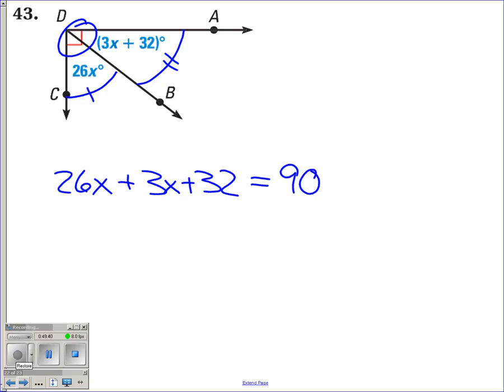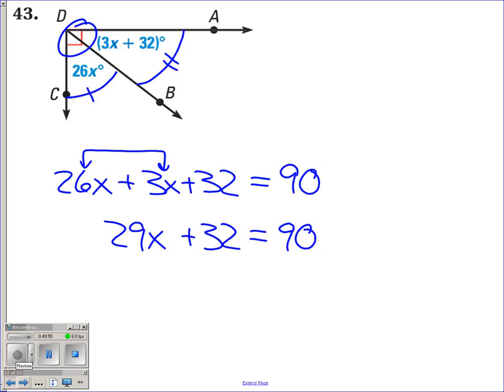Well, let's go through and combine our like terms here. 26x plus 3x, that's 29x plus 32 is equal to 90. Subtracting 32 from both sides, well, that's going to be 58. And then dividing both sides by 29, x is equal to 2.